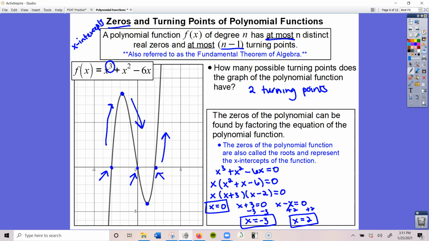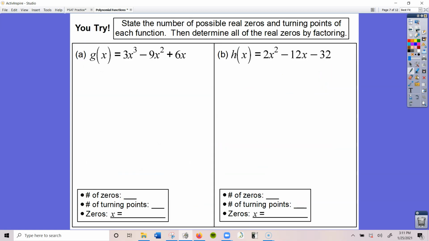Let's practice that a little bit more. We have here g of x is equal to 3x to the third minus 9x squared plus 6x. Just based on the equation, since the degree is 3, I should have a total of 3 zeros. And because I have 3 zeros, that means I would have one less number of turning points, so 2. Now let's figure out those zeros. We're going to take my equation and make it equal to 0. And now I'm going to factor.